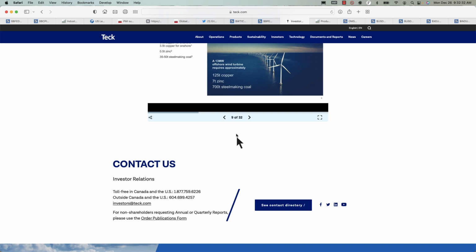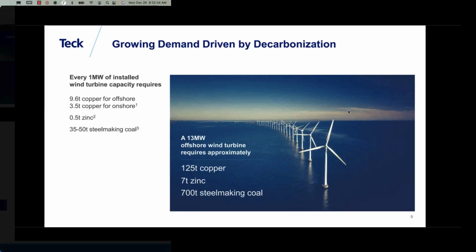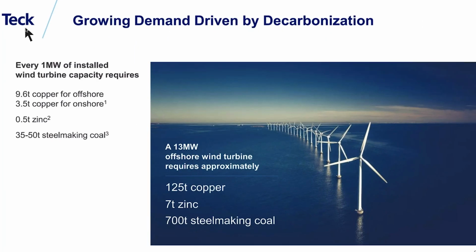So this is a pretty simple little chart I got from Teck Resources. They're based here in Calgary. And what we see for Teck is when you look at what they provide, they're essentially an industrial metal supplier.